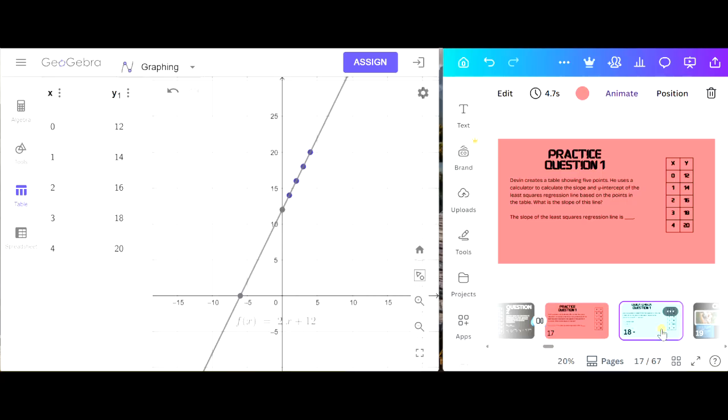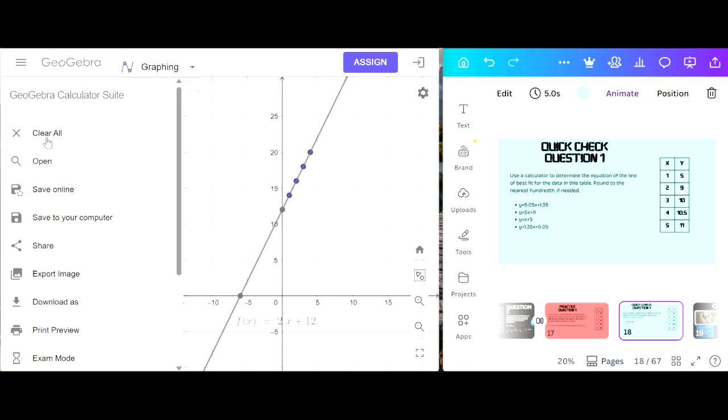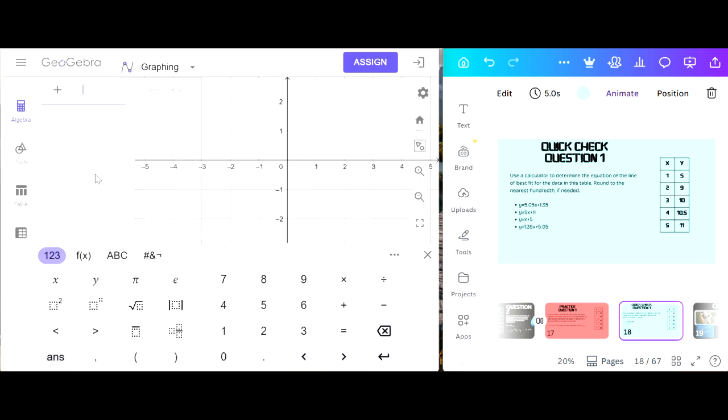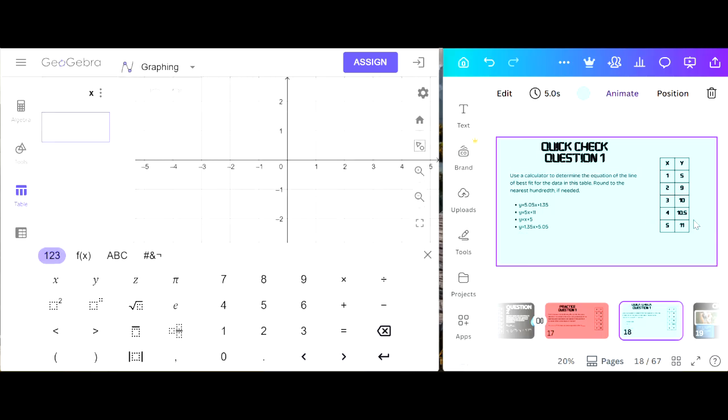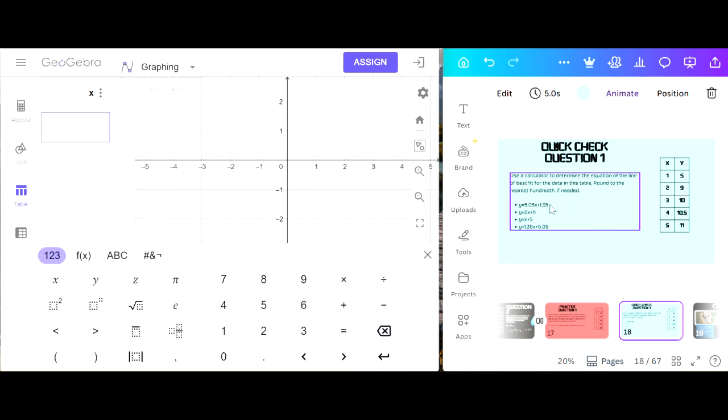All right. Here's quick check question number 1. I will not solve this one for you, but I will tell you the steps you need to take to solve it. Use a calculator to determine the equation of the line of best fit for the data in this table. Round to the nearest hundredth if needed. So they want us to find our formula. So you're going to do all the normal steps we would. You'll click table. You'll input your information. Then you'll go to the 3 dots by the y and click regression. Then you'll click plot. And then you'll click on the line, and then you'll click the 2 A's, and it will show you your formula, and you'll be able to see which one of these is correct.